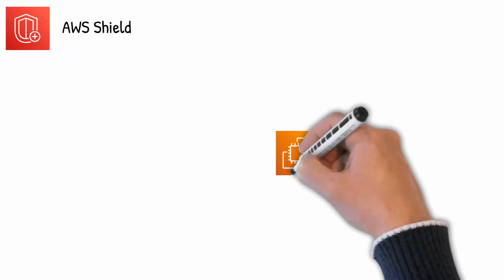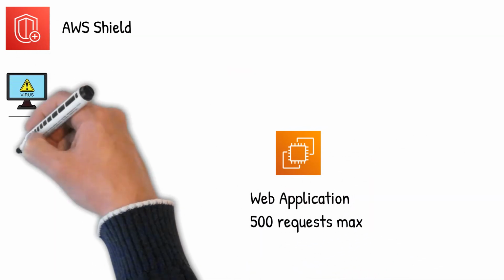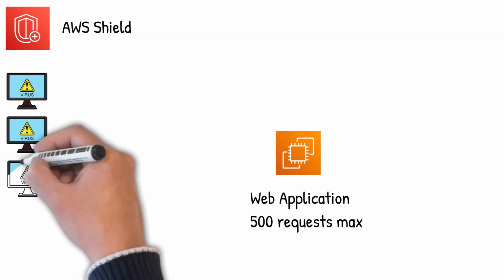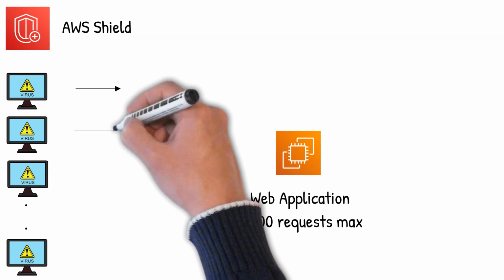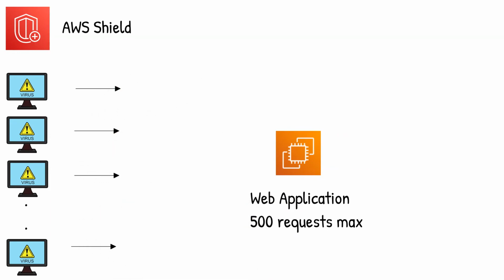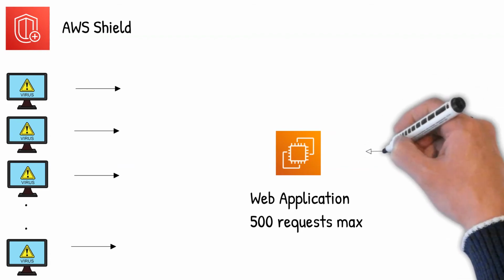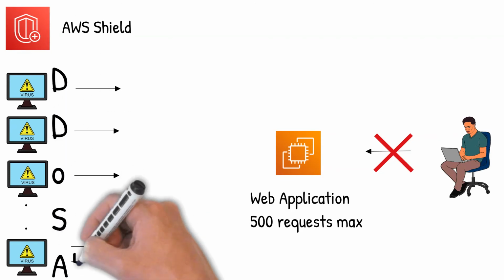AWS Shield. Suppose you're running a web application that can handle a maximum of 500 requests. To attack your website, an attacker can recruit hundreds of infected computers and launch thousands of simultaneous requests that can easily overwhelm your website. This will eventually make your website crash, preventing legitimate users as well. This is termed a distributed denial of service or DDoS attack.